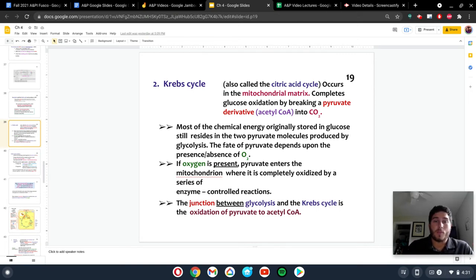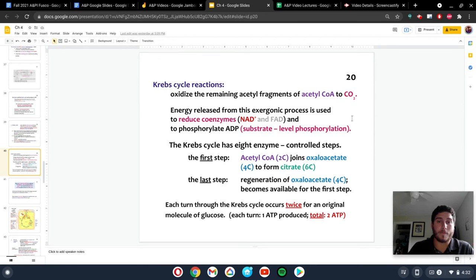Back to the process. Most of the chemical energy originally stored in glucose is still inside the two pyruvate molecules. So this is where we're going to see further oxidation, as mentioned. All right. So in the presence of oxygen, the oxygen is going to enter the mitochondria and it's going to be oxidized so that it can grab some of those carbons from off of the pyruvate and create CO2 and be released from the body. This is why we exhale CO2. Within this process, we're going to see an oxidation from acetyl-CoA into CO2, as mentioned.